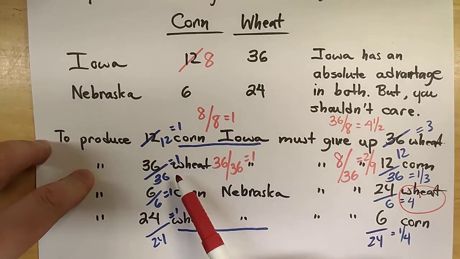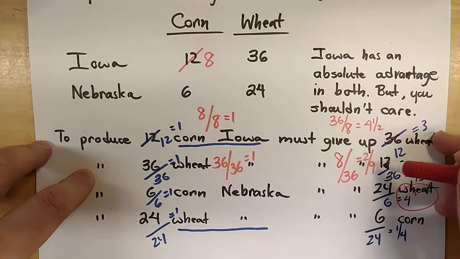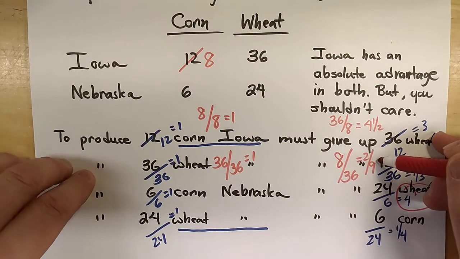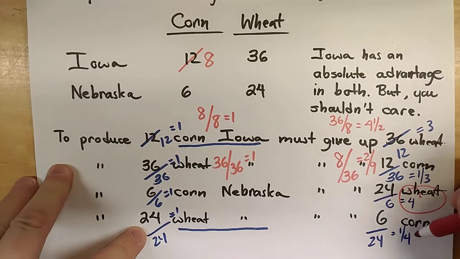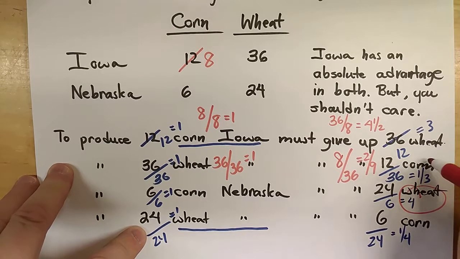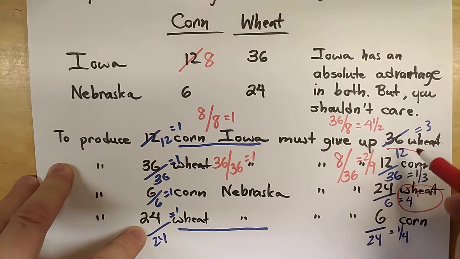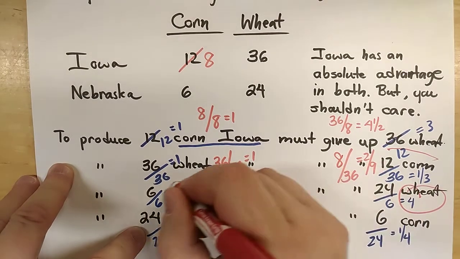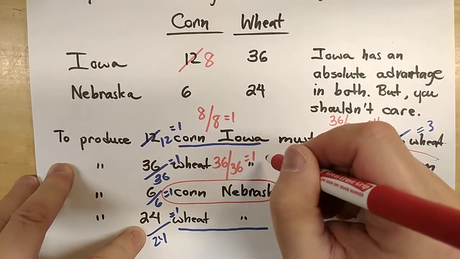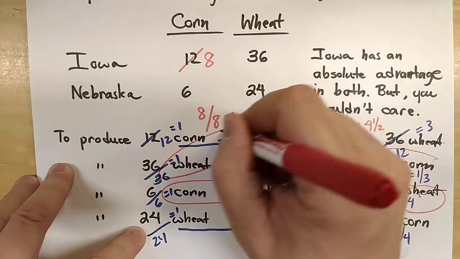Same thing for producing wheat. In order to get 1 wheat, you have to give up 2/9 of a corn in Iowa. But in Nebraska, to get 1 wheat, you have to give up 1/4 of a corn. If you check your fractions again, 2/9 is actually less than 1/4. So Iowa, whoops, I circled the wrong one. Okay. I circled the wrong one before. Should be Nebraska would specialize in corn, and Iowa would specialize in wheat.